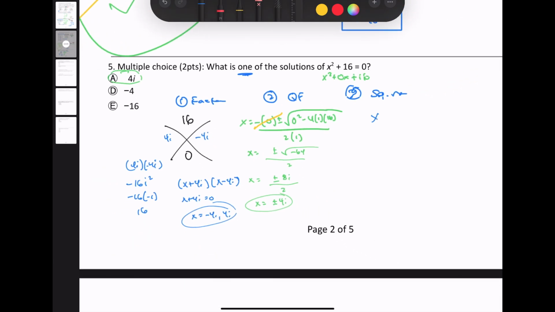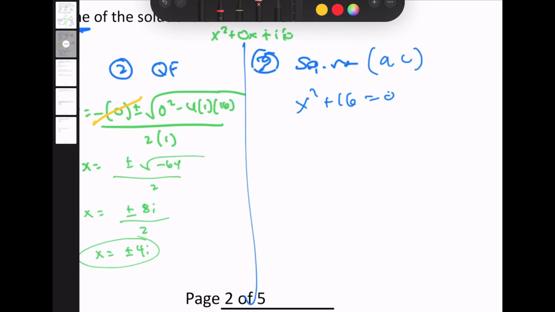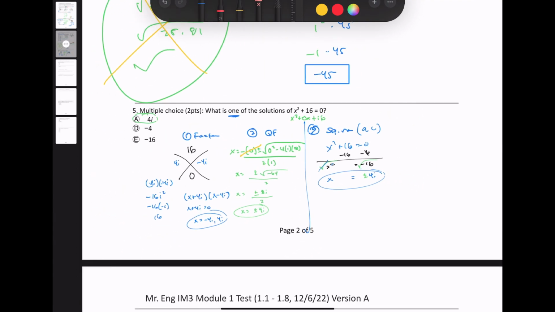The easiest method is just using x squared plus 16 equals 0. The square root method or square root property is only when you have A and C. Subtract 16 from both sides. Take the square root. When you take the square root, your next step is going to be plus or minus. These cancel. x equals plus or minus 4i. And that'll be your two choices there.